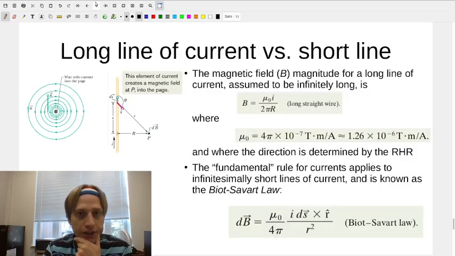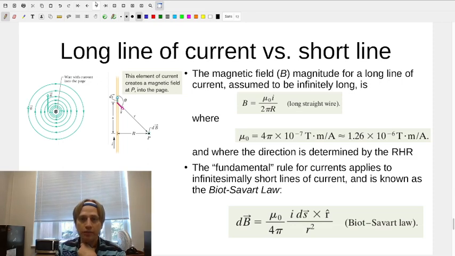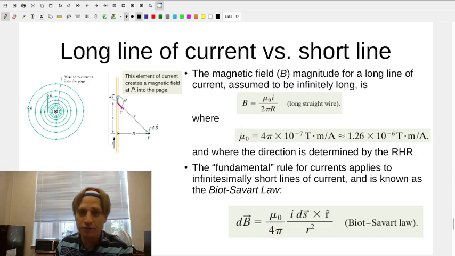Now, to get us started on this, we're going to just think about the magnetic field of a long line of current. The magnetic field of a long line of current has this form. It depends on a new constant of nature. You remember we had epsilon naught when we were talking about electric fields. Here we're going to have this number called mu naught. Epsilon naught we called the permittivity of free space. Mu naught is sometimes called the permeability of free space.